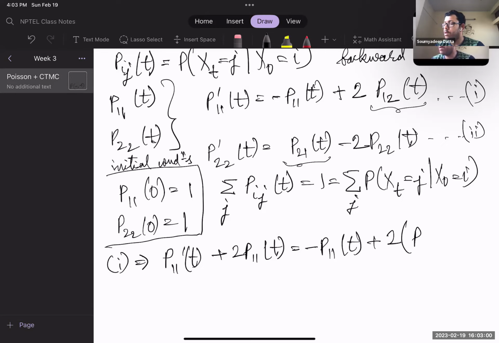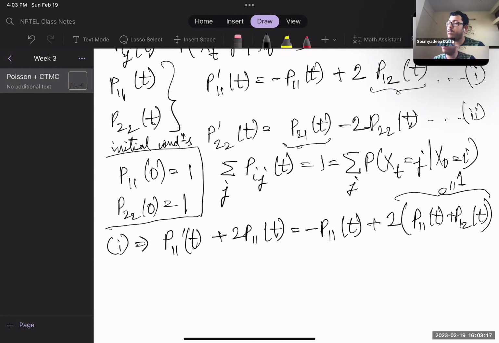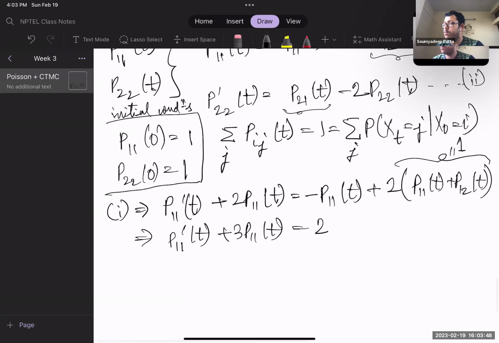And this is equal to 1. I know this because it has to either go to 1 or 2. It cannot go anywhere else. So I eliminate this cross term. And so this equation becomes P11 prime of t plus 3 times P11 of t. Somehow magically it comes out to be 0, right? Sorry, it doesn't come out to be 0. This is equal to 1, so this comes up to be 2. 2 times 1 is 2.